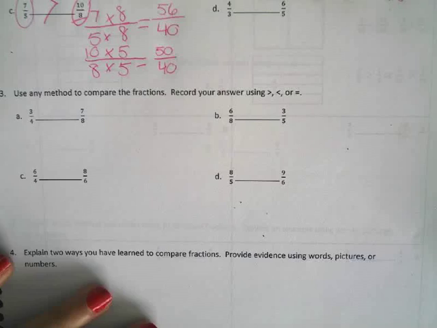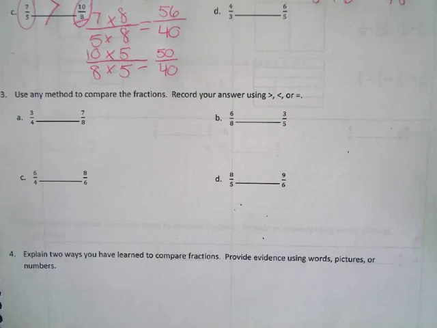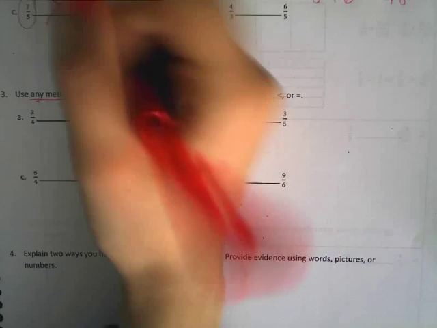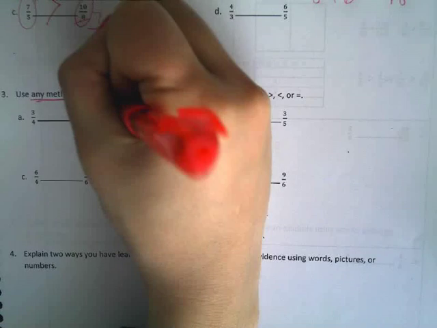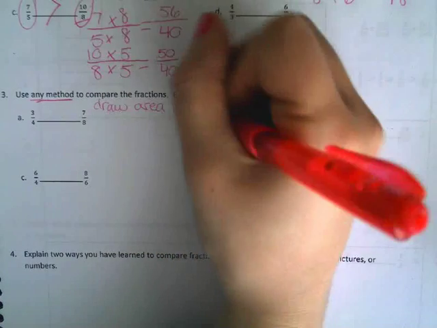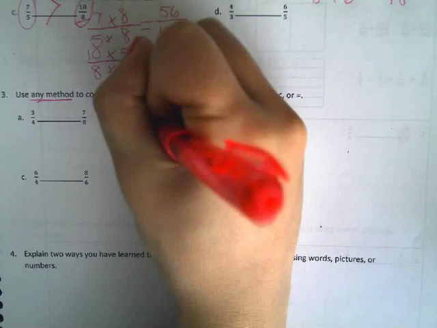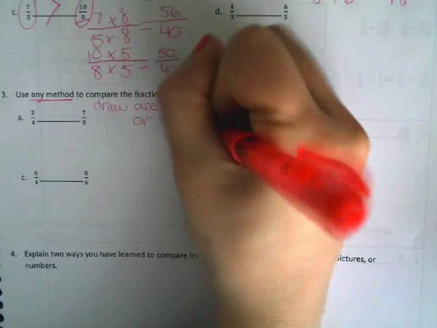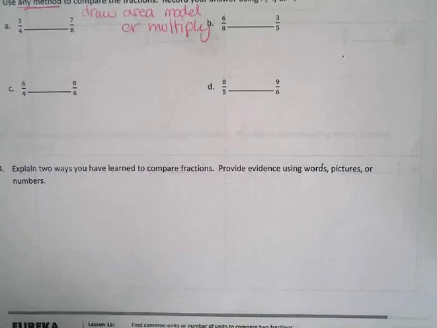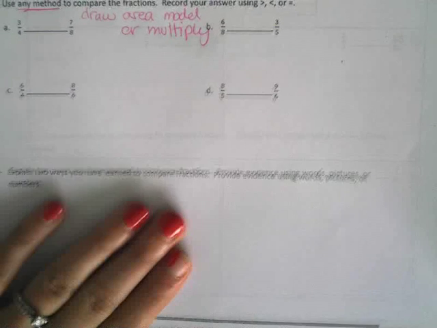All right, so for number 3, you're doing the same thing, but it says use any method. So you can draw an area model or multiply. Either way is okay with me. Oh, and then the bottom, it says compare 2 ways you've learned to compare fractions. What 2 ways have we learned? Area model is one way, and the other way is multiplication. So you just have to explain how you do that for that one.